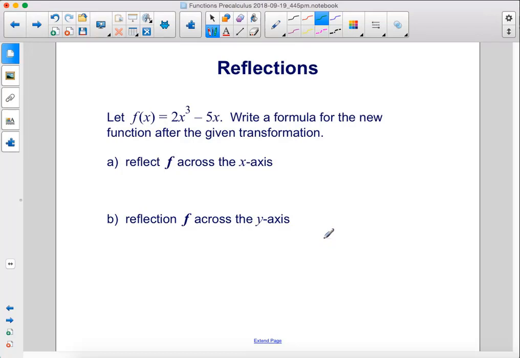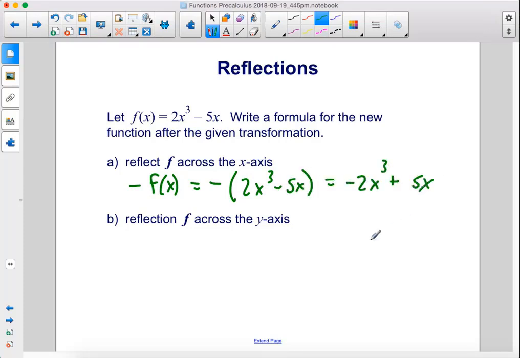Let f of x equal 2x cubed minus 5x. Write a formula for the new function after the given transformation. Reflect f across the x-axis. So that's going to be negative f of x. In this case, that would be negative 2x cubed minus 5x, which is negative 2x cubed plus 5x.